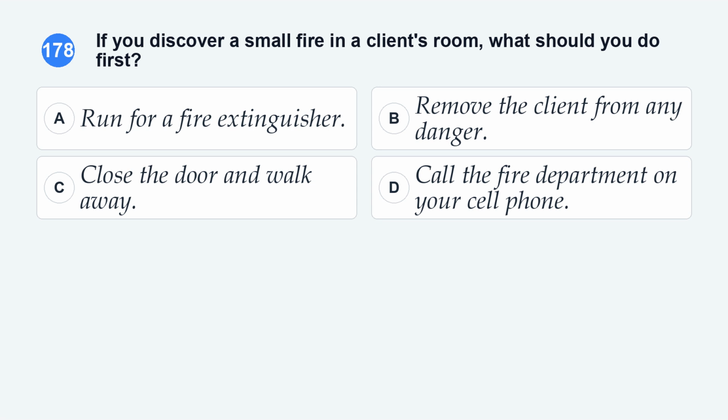Option A. Run for a fire extinguisher. Option B. Remove the client from any danger. Option C. Close the door and walk away. Option D. Call the fire department on your cell phone.